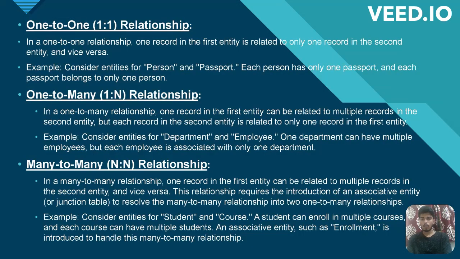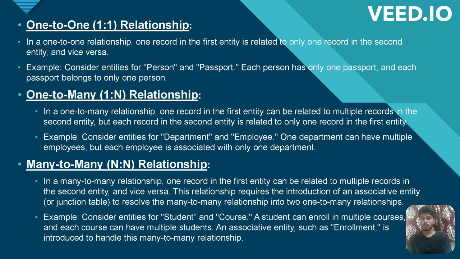We can see about one-to-one. In a one-to-one relation, one record in the first entity is related to only one record in the second entity and vice versa. Example: consider entities person and passport. Each person has only one passport, and each passport belongs to only one person. One passport does not belong to multiple persons.